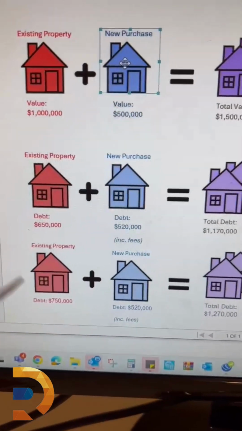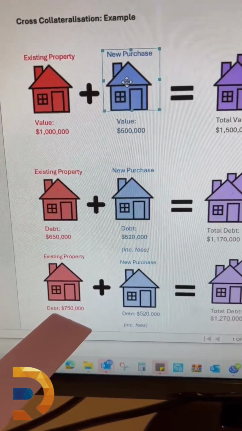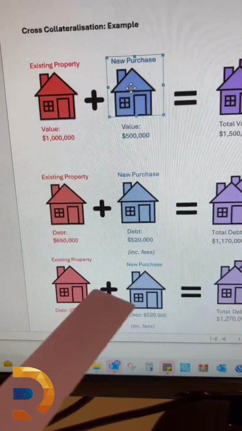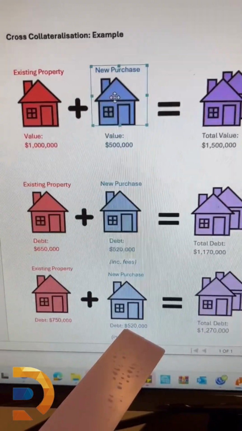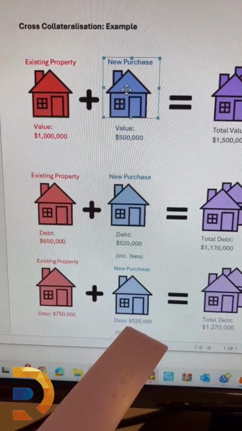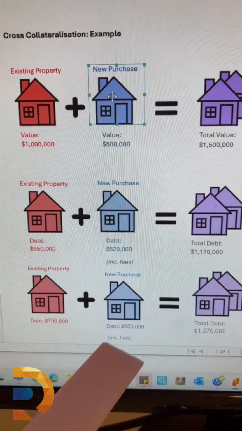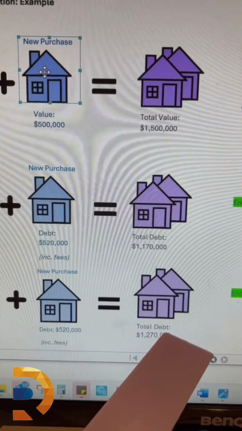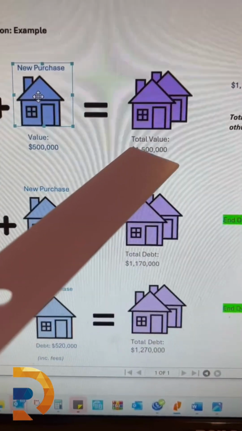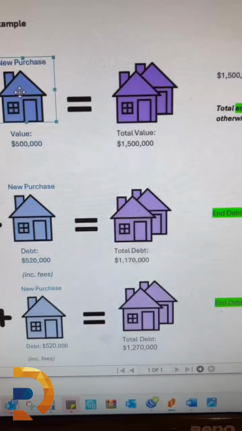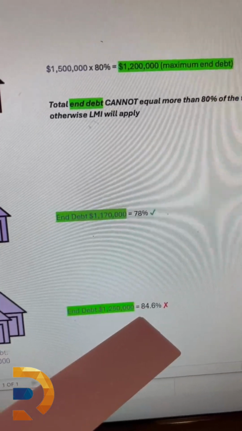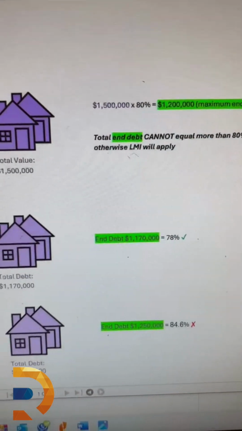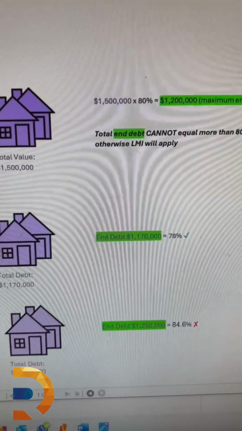This bottom example is your existing mortgage is higher. Say you owe $750 on your existing home loan and you're still trying to buy the little blue house for $500,000 plus all of the government fees. You're not using any cash. Now these two debts together equals $1,270,000. So now this is your debt, and up the top you've still got the two houses worth 1.5. Sadly, that ratio is over 80%. That is not the ideal situation. So that means you will incur a higher interest rate and lender's mortgage insurance.